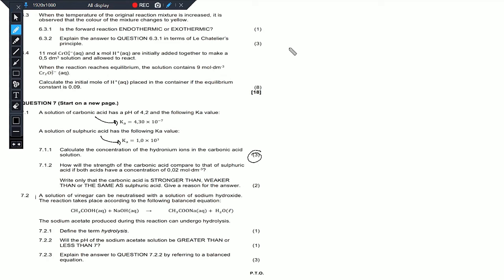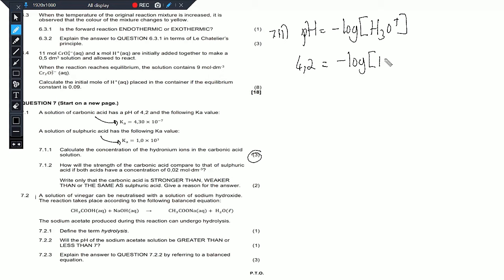So this should be a straightforward question. So we just go pH is equal to negative log of the hydronium ions. So we have 4.2 here and it's equal to negative log H3O plus. Now, according to our rules of logs, we know that there is a 10 here. So this is supposed to be 10 to the exponent of negative. So we take this negative along with the exponent there.